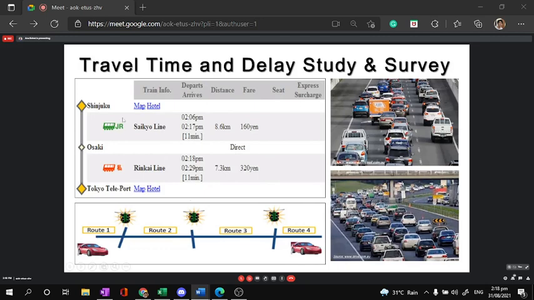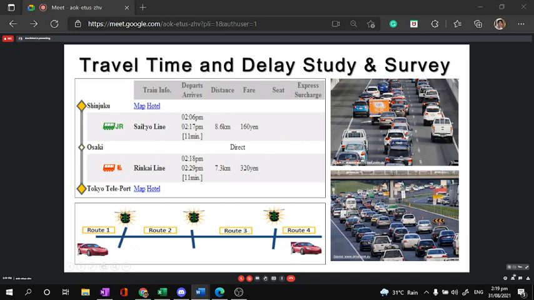If I take the express, it means I'll take a train from Shinjuku to Tokyo Teleport without stopping in the Osaka area. The other option is the commuter train. The commuter train will go from Shinjuku, and this train will load and unload passengers in Osaka station and then head for Tokyo Teleport. So those are the two types of train, the express train and the commuter train.